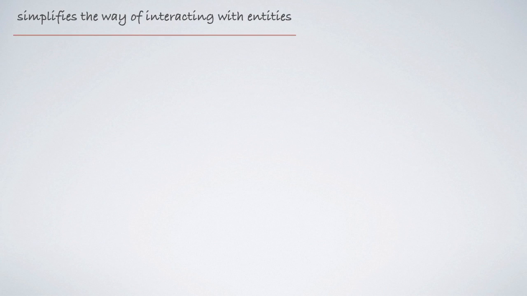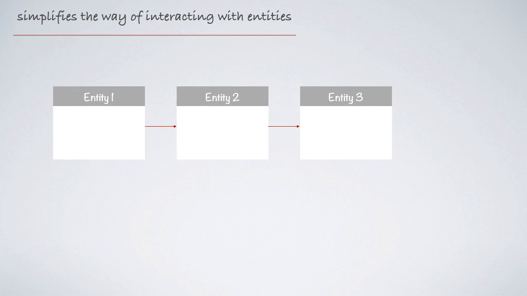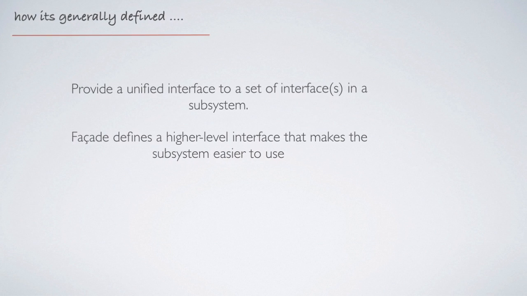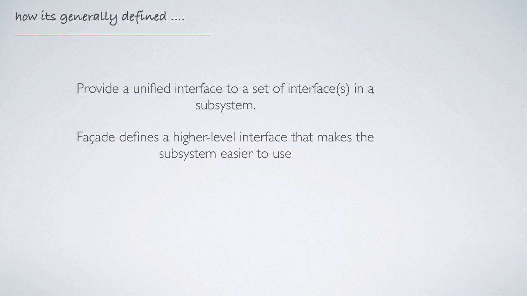In this episode, let's look into the facade design pattern. A facade design pattern is one such design pattern that simplifies the way of interacting with various related entities. It's none other than a structural design pattern. How is it generally defined? It provides a unified interface to a set of interfaces in a subsystem, and it defines a higher level interface that makes subsystems easier to use.